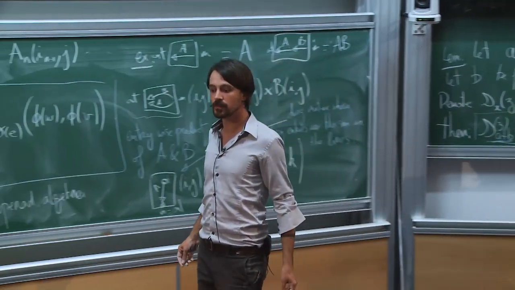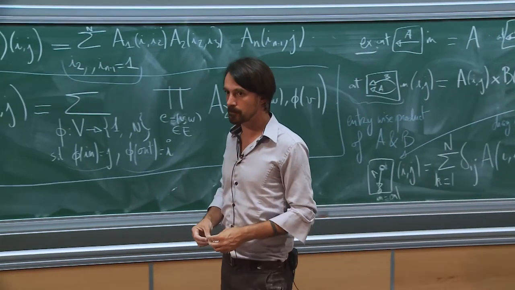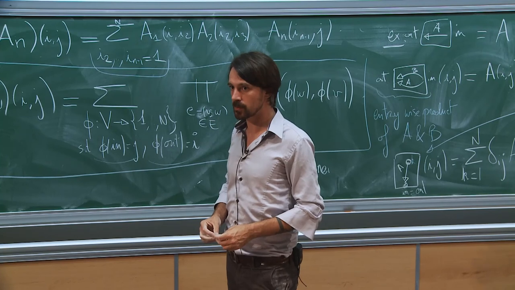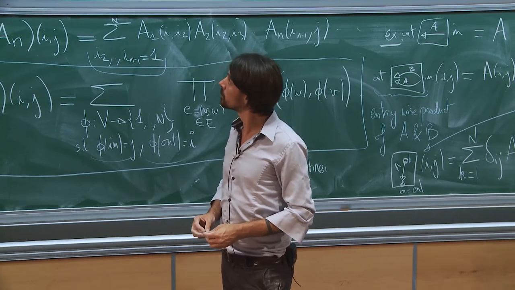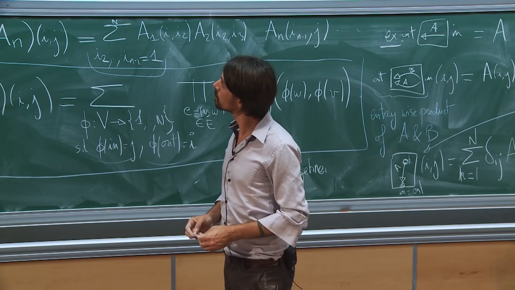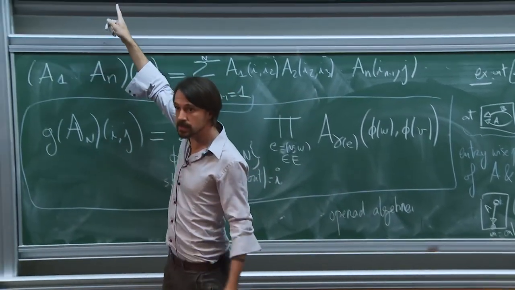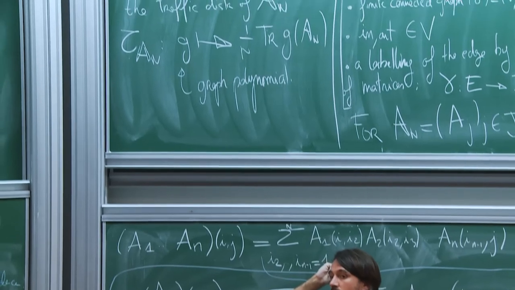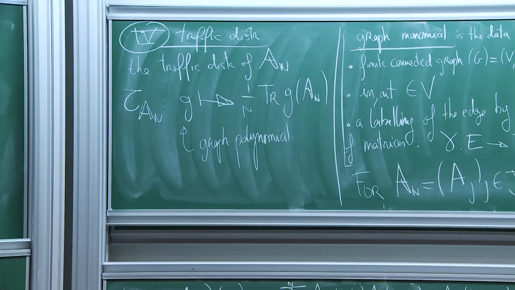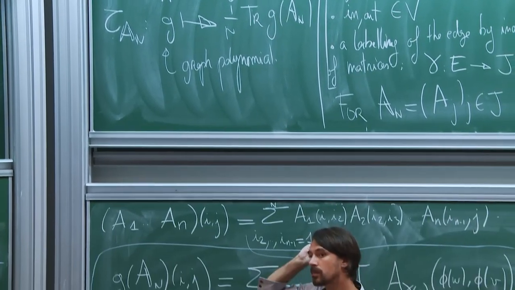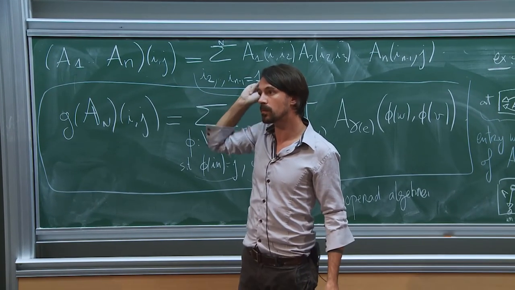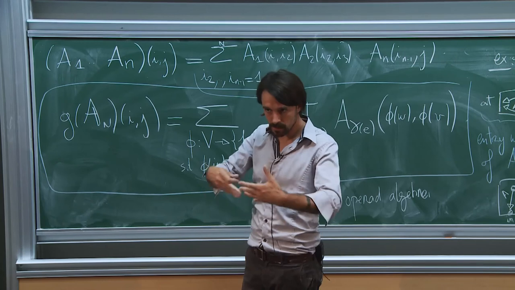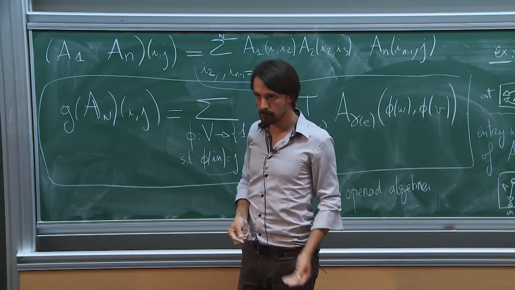So to make sure, the Benjamini-Schramm convergence of matrices means that for any graph polynomial, this sequence, this traffic distribution, converges pointwise. Exactly. This is a notion of convergence in traffic distribution. Traffic independence means that if I take two graph polynomials and form a graph polynomial that is this kind of product, it computes something.